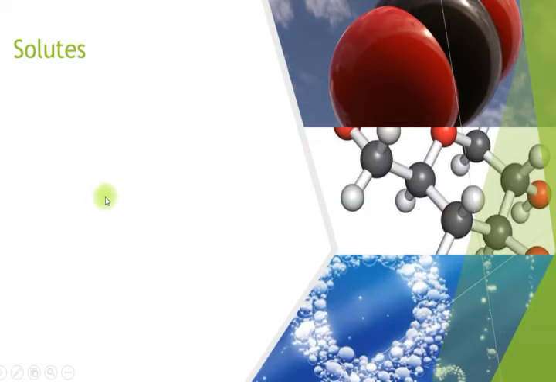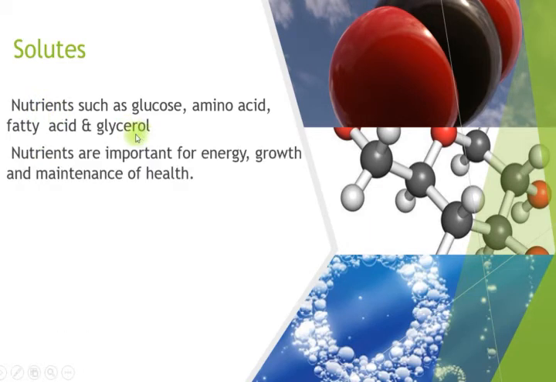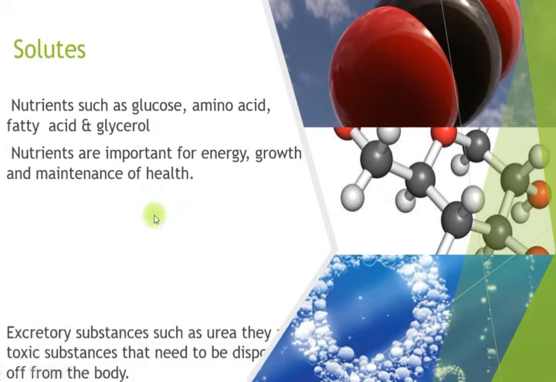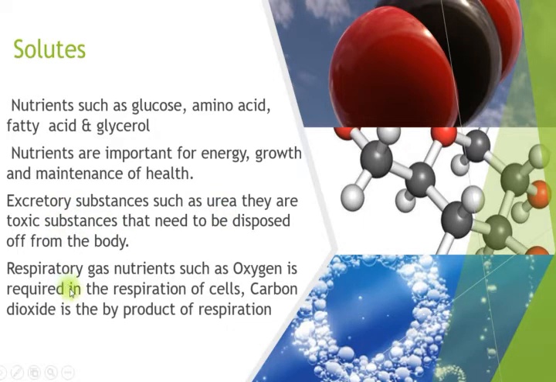And then we go to the solutes. Solutes in the plasma consist of nutrients such as glucose, amino acid, fatty acid, and glycerol. Nutrients are important for energy, growth, and maintenance of the body. There are also excretory substances, which are toxic substances that need to be disposed from the body. And respiratory gases such as oxygen, which is required for the respiration of cells, and also carbon dioxide, which is a byproduct of respiration.